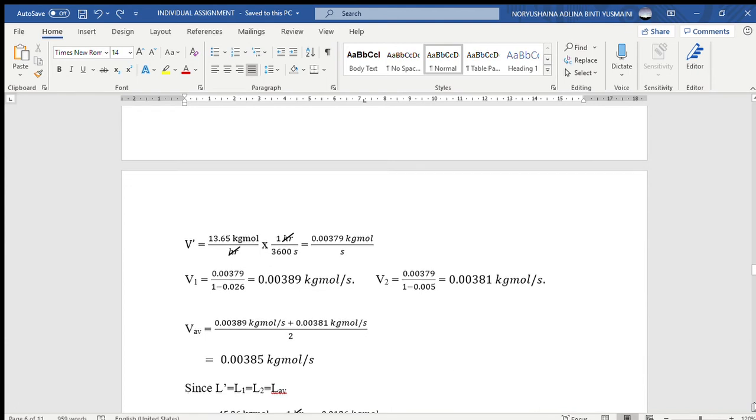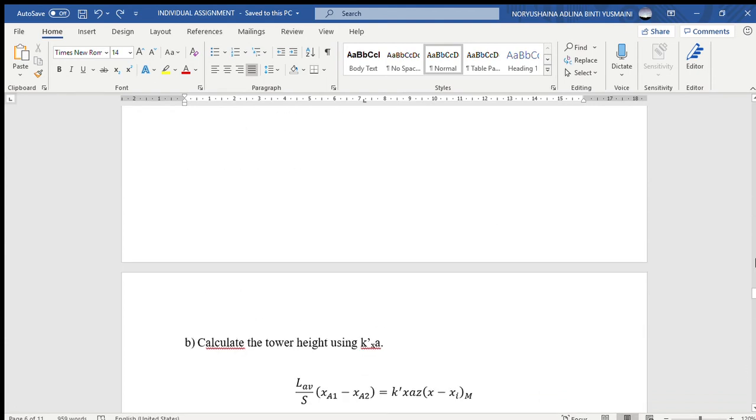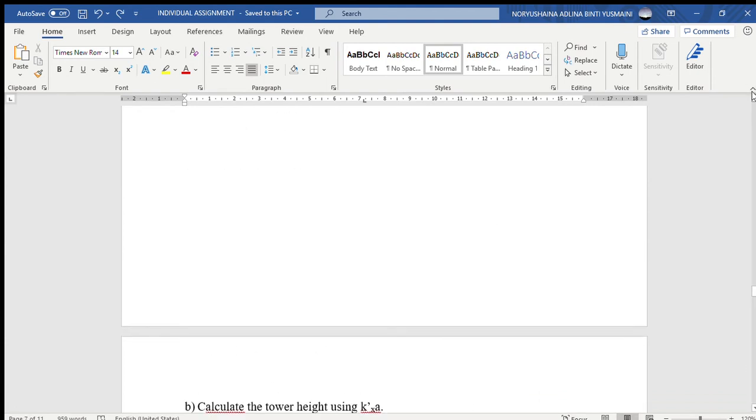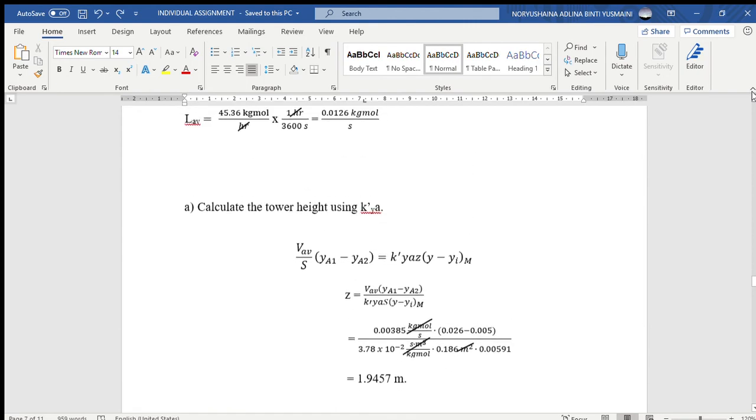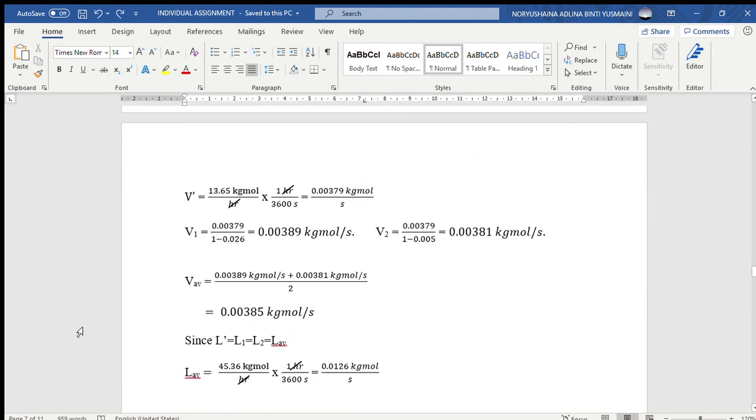And as I got the value for V1 and V2, I finally can calculate for the V average, which is (V1 + V2) over 2, and the value for V average is 0.00385 kilogram mole per second.